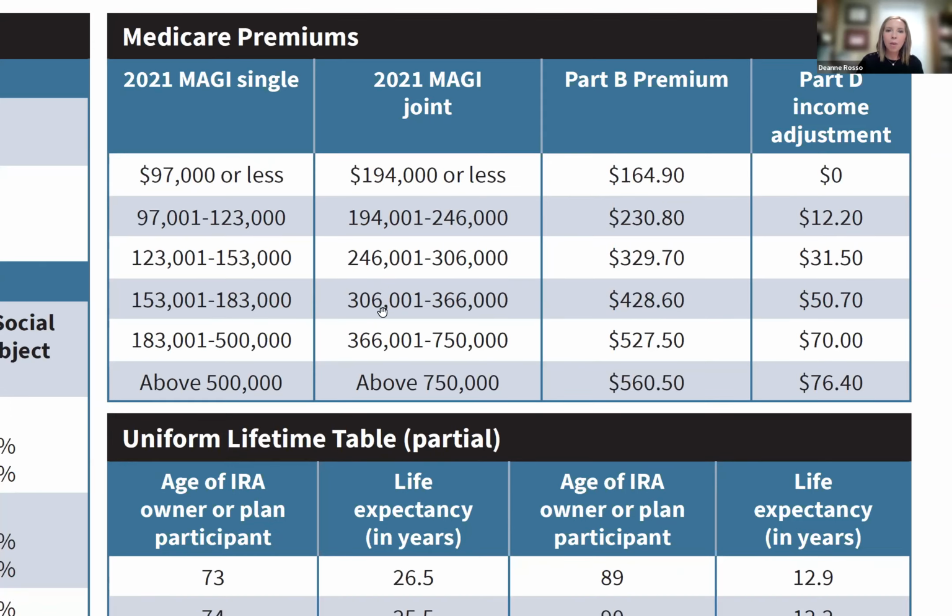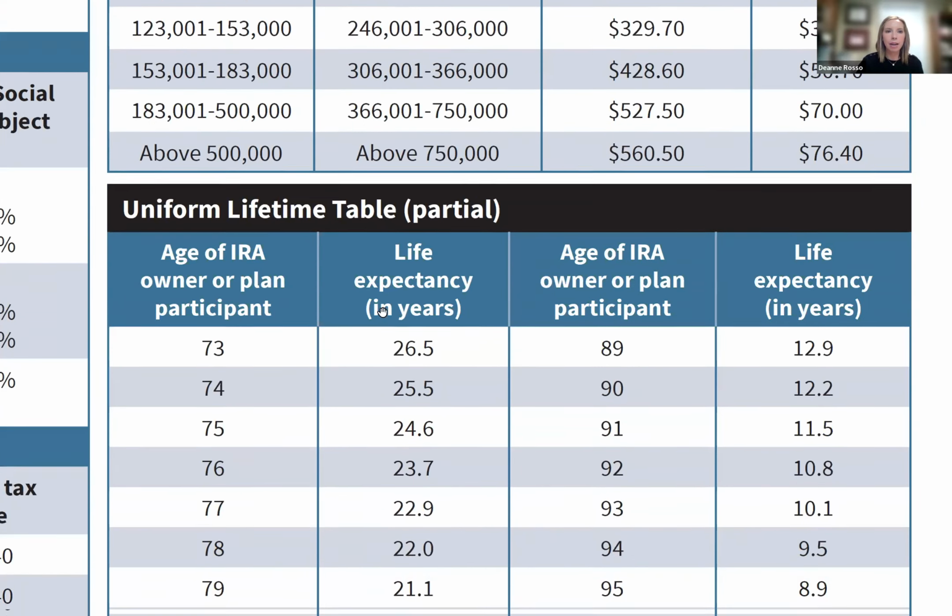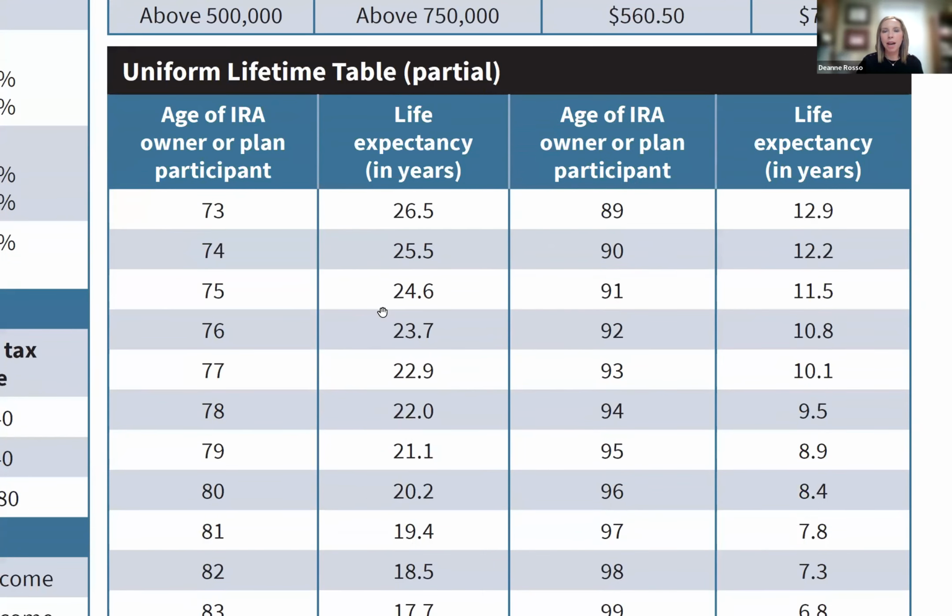All right, last thing I want to cover on this card today is the Uniform Lifetime Table. The name of that chart probably doesn't mean a whole lot to all of you, but it should, if you have IRAs or 401ks or 403bs that will someday be subject to required minimum distributions. The Uniform Lifetime Table is the life expectancy chart that's used to calculate your required minimum distributions.